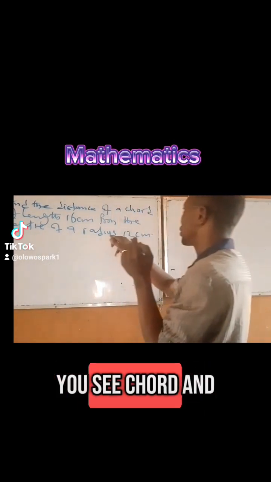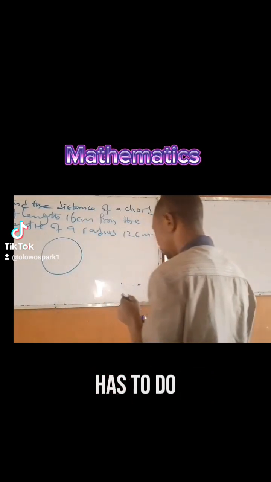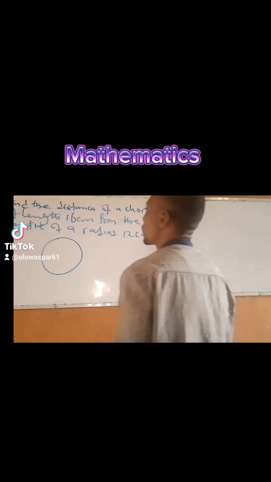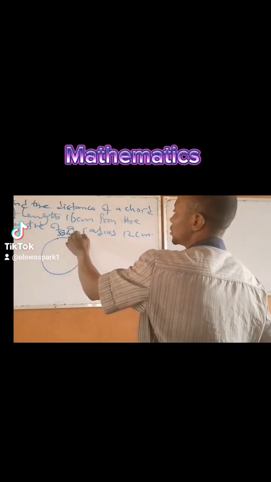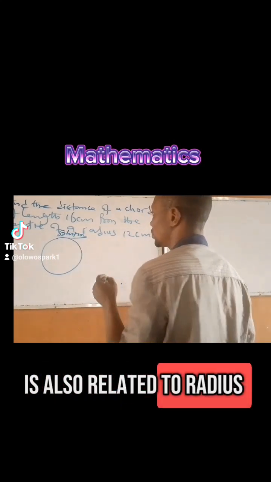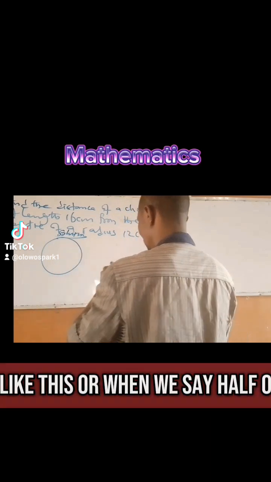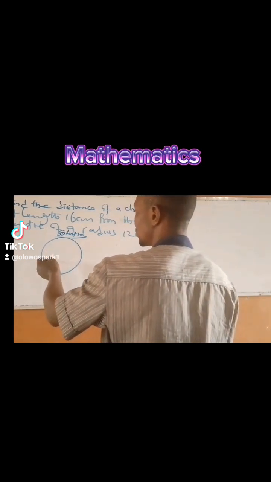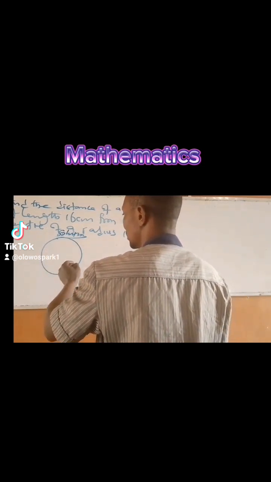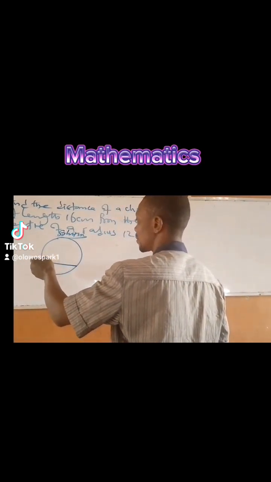That means since we see chord and radius, it has to do with circle. It has to do with angle in a circle. And since the question is also relating to radius, the radius is any line that moves from the center like this. What we see, half of a diameter, we call that a radius. So this is a chord. This is your chord.